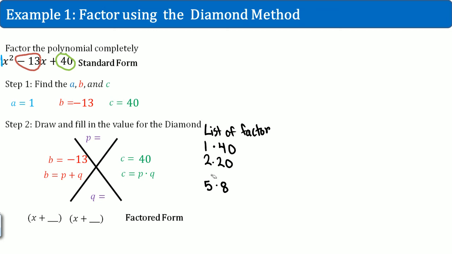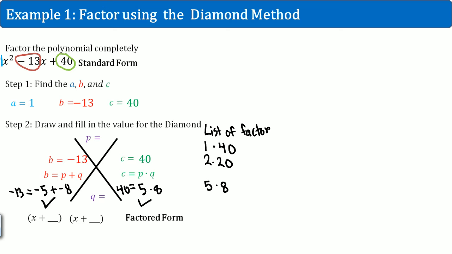Let's try 5 and 8. So 5 times 8 will get me my 40. That's perfect. Now let's try 5 plus 8. That got me 13, but I want it to be negative. So maybe I make both of them negatives. So negative 5 plus negative 8. That gets me negative 13.